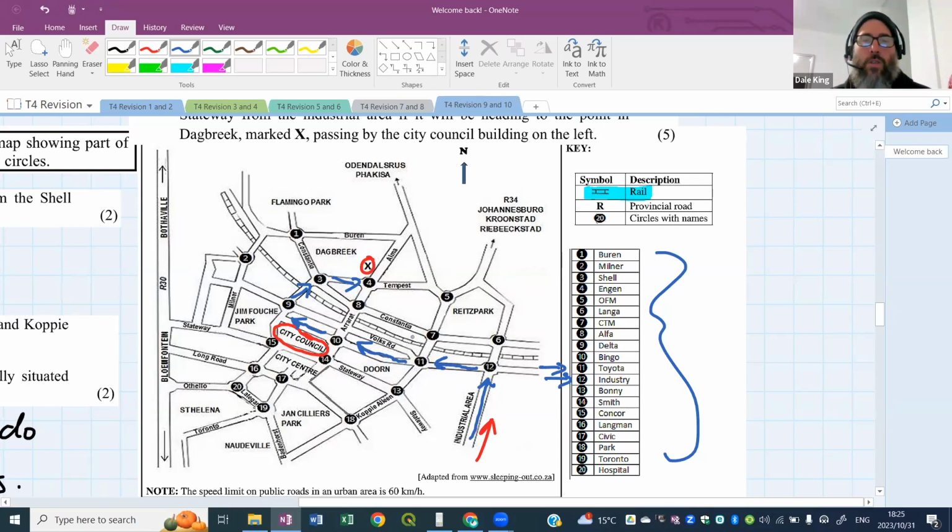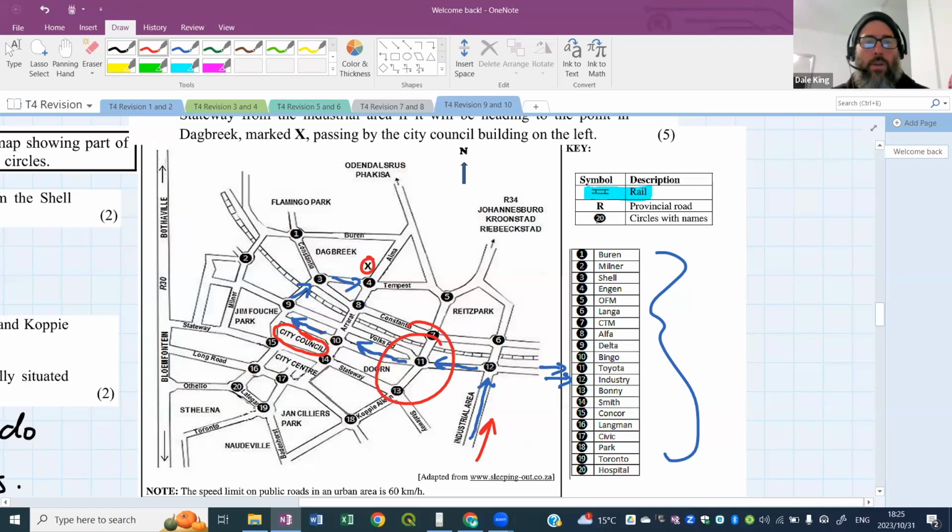You could also, for traffic circles, say take the second turn left, right? Because when you're in a traffic circle, there's a whole lot of turns that you could take from the traffic circle. In this case, for traffic circle number 11, we are taking not the first turn left, but the second turn left, because everyone's going around clockwise. So you would take the second turn left, go to the Bingo traffic circle, go straight over the traffic circle.